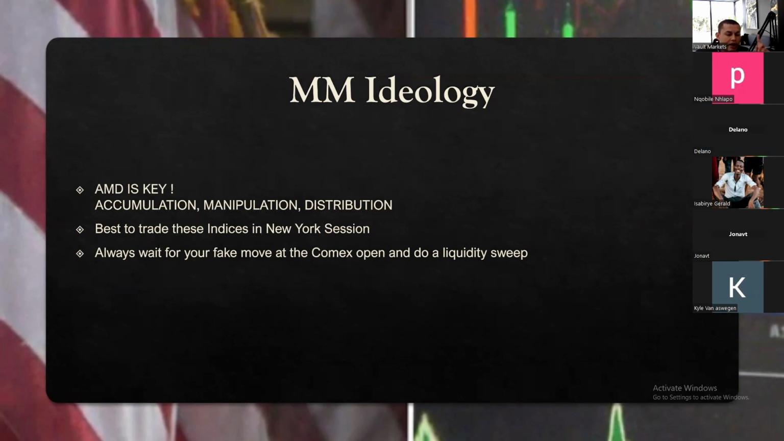So the main thing is AMD is key: accumulation, manipulation, distribution. This goes back to our ideology of how the market maker basically operates. Accumulating in Asia, a fake move in London, giving us the move in London. But then if you move into New York, seeing London as the fake move and New York as the distribution phase. So it's always important to have this as the basis of your approach. Spotting the accumulation, because then you know there's liquidity.